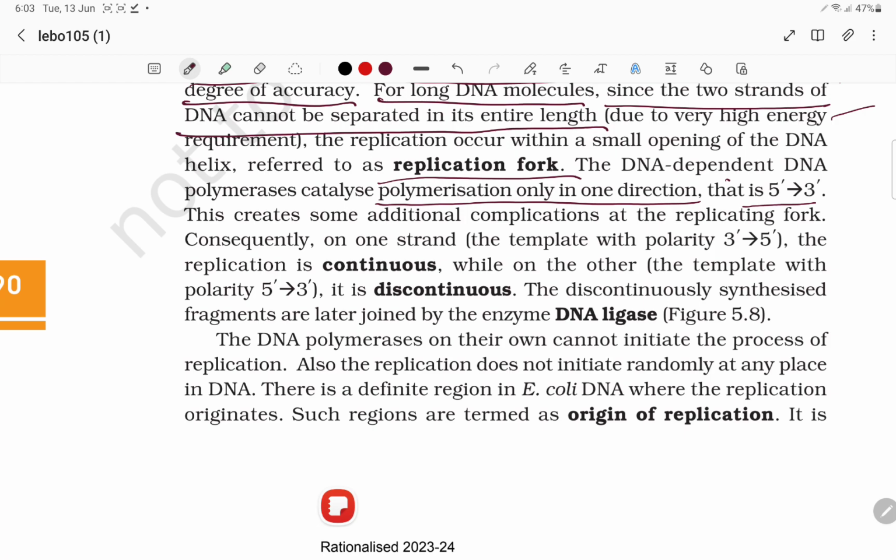This creates some additional complications at the replication fork. Consequently, on one strand, the template with polarity 3' to 5', the replication is continuous, while on the other strand, the template with 5' to 3' polarity, it is discontinuous. The discontinuously synthesized fragments are later joined by the enzyme called DNA ligase. So here we have two enzymes: DNA dependent DNA polymerase and DNA ligase.